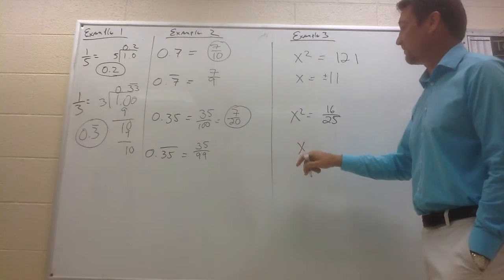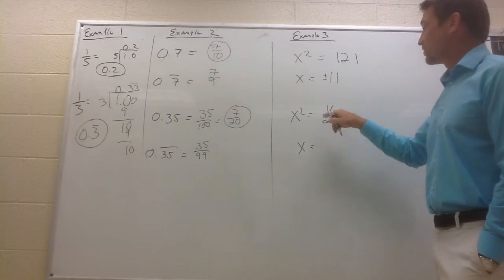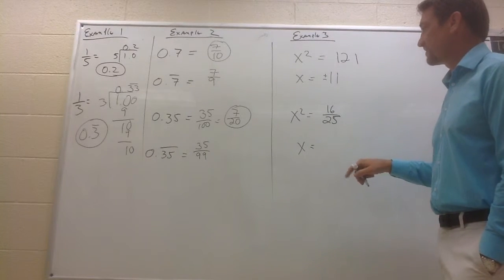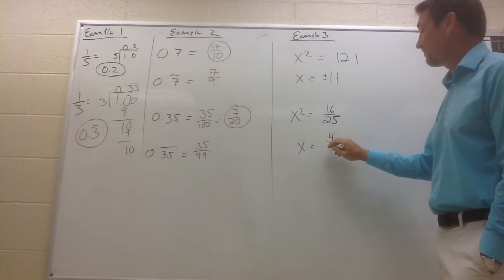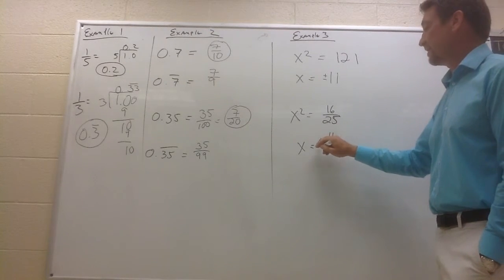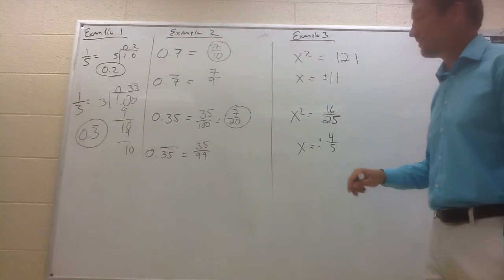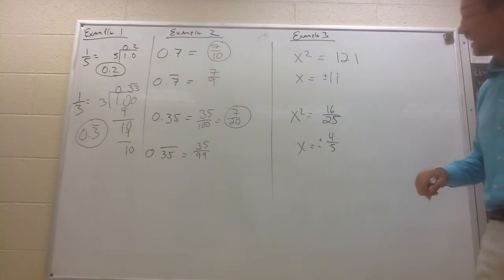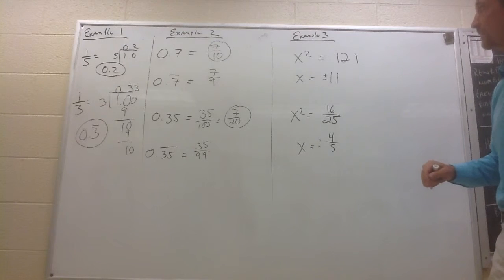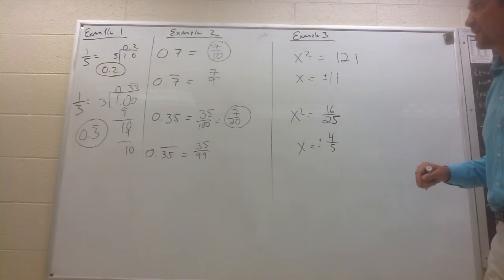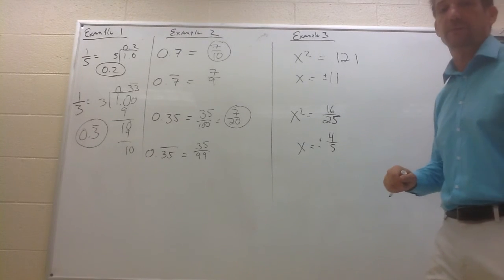So we can say when we find the square root of x squared, that would just be x, and the square root of 16/25. The square root of 16 is 4, square root of 25, 5, and remember that could be positive or negative. Positive 4/5 times positive 4/5 is 16/25, and negative 4/5 times negative 4/5 would also be 16/25. All right, so there's a couple examples of the types of problems you're going to have to do for this week's homework.